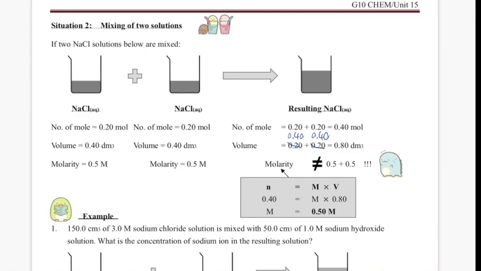Okay, so we know number of moles should equal molarity multiplied by the volume. Here we have worked out the number of mole is 0.4. Molarity is the one that we want to work out, and then we know the volume for sure is 0.8. So the molarity in terms of the number of solute and the volume of the solution should be 0.5 molar. So it actually stays the same.